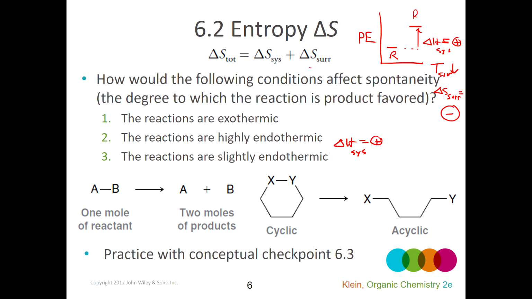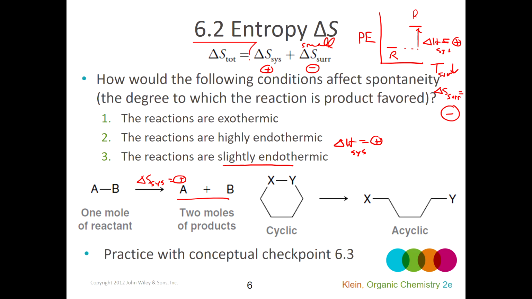So if the entropy for the surroundings goes down, but I still have an increase in entropy for the system, because I'm still increasing the number of particles, creating more variety, or increasing the rotational options, creating more variety, that's going to give me these two factors in competition, and it will depend on which is larger. So if it's just slightly endothermic, and the amount of energy absorbed is small, then the entropy change in the surroundings will be small.